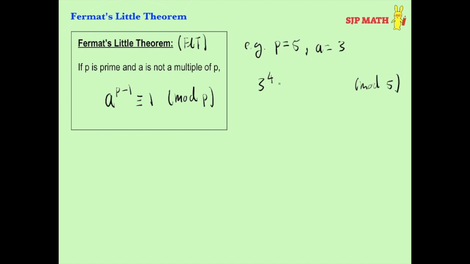So 3 to the power 4 is equal to 81. And 81 has a remainder 1 when divided by 5, because 5 times 16 is equal to 80. So 81 is congruent to 1 mod 5. Therefore, 3 to the power 4 is congruent to 1 mod 5, which verifies FLT.